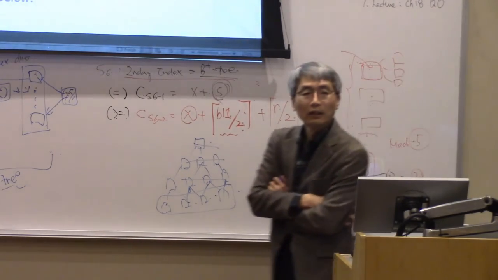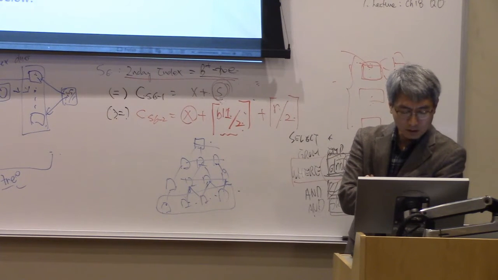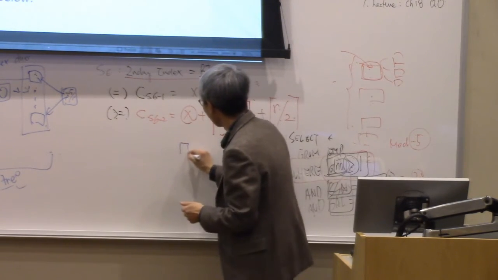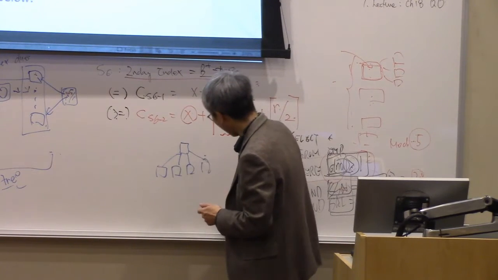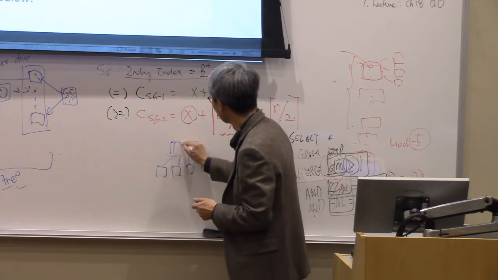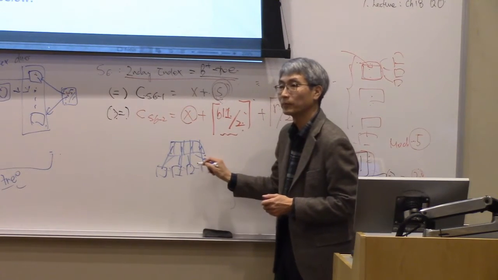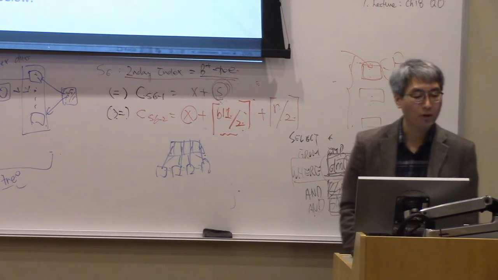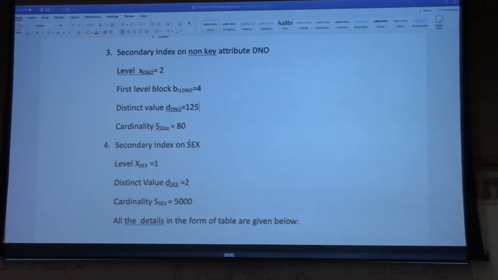So, yes? The third one, level of DNO is 2, right? Yeah, its level is 1, which means the index will be 1 internal node and it's like that. More specifically, it will be like this. And this one is a sibling pointer. So level 2, or the 2 pointer. So my mistake. In the third case, secondary index on the non-key attribute DNO, this one is level 2, the internal and the leaf node. And the first level node, the blocks are 1, 2, 3, 4, 4 blocks, and then this one.